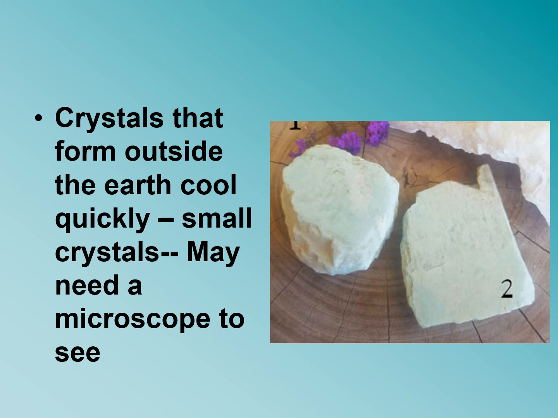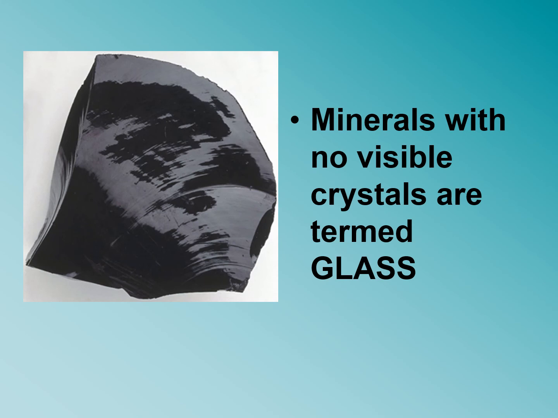In fact, this next slide will show you ones where the crystals are so tiny that you definitely need a microscope to see them. That's a picture of obsidian. We call it glass, and you can add that to your line too: glass is a mineral that has no visible crystals. You could see them with a microscope, but you can't see them with the naked eye.